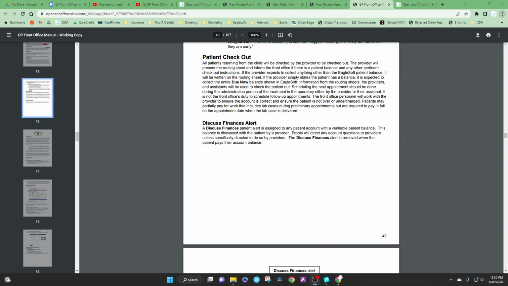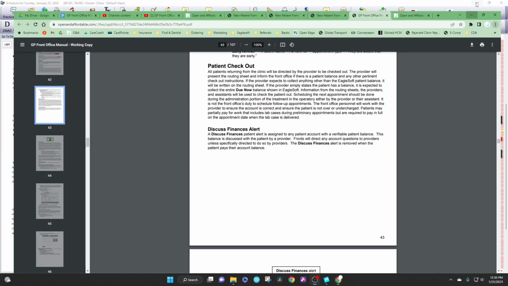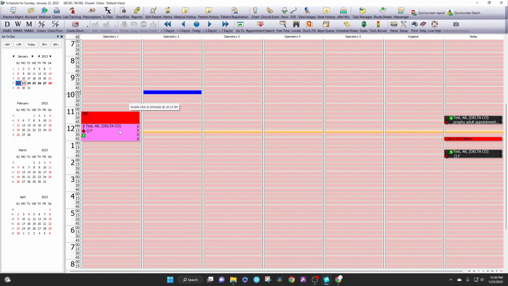So when a doctor drops off the routing sheet, they will either say the patient is good to go, meaning the patient is okay to walk out the door, or the patient knows they have a balance. Now, there are two ways to figure out what the patient balance is. If the doctor wrote $100 on the routing sheet, you'll collect $100 no matter what EagleSoft says. Now, if the doctor says the patient knows they have a balance, that means we're supposed to collect everything that EagleSoft says, okay? So let's take a look at how to see that balance.